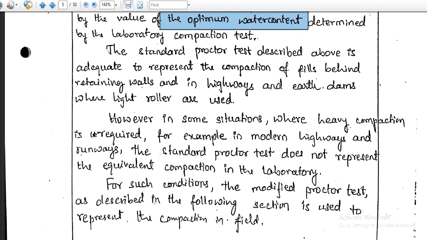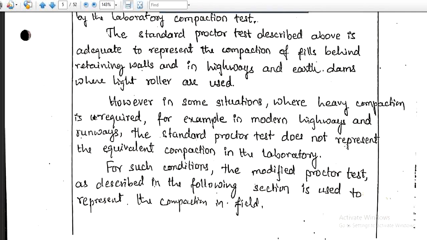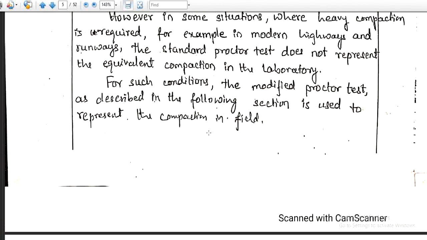However, in some situations where heavy compaction is required, for example in modern highways, the standard Proctor test does not represent the equivalent compaction results in the laboratory. Whenever heavy compaction is required, the standard compaction test results differ a little bit from the field results, meaning variation is there. For such a condition, another test is used, that is the modified compaction test.